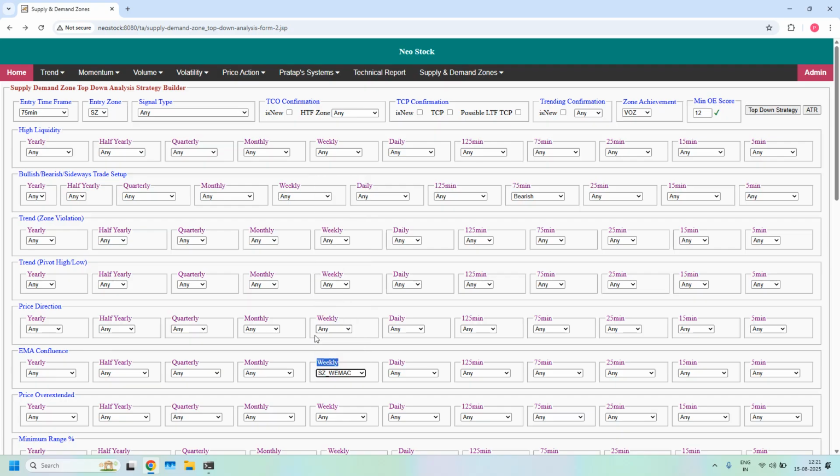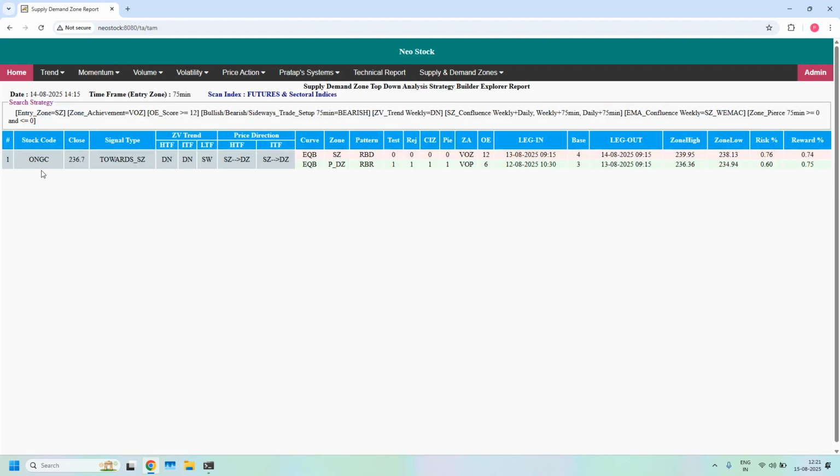Weekly supply zone with weekly EMA, and also the trend on the weekly should not be sideways. It should be downtrend because it is a bearish trade setup. So one stock is filtered. That way, this 75-minute supply zone might have a higher probability of success, provided the lesson 20 checklist items are satisfied. Otherwise, zones might be violated.